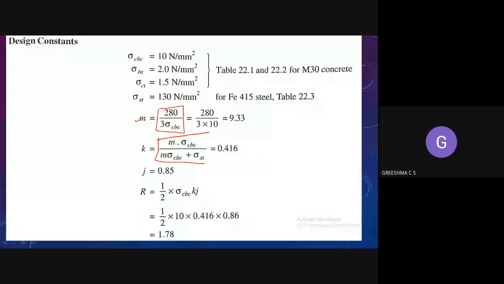Then comes j, which is 0.85. j is actually the lever arm. In j, the equation is not given, right?